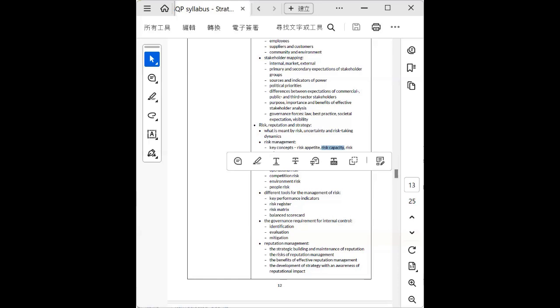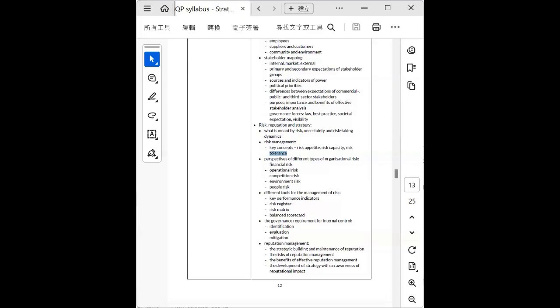Risk tolerance is the level of acceptable variation from the expected outcome within the company's risk appetite. So it's more specific and operational. For example, in a pharmaceutical company, risk tolerance will be very low when it comes to clinical trials and safety. It will not accept any deviation from the strict safety protocols.